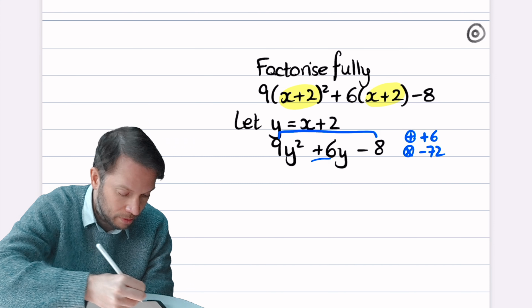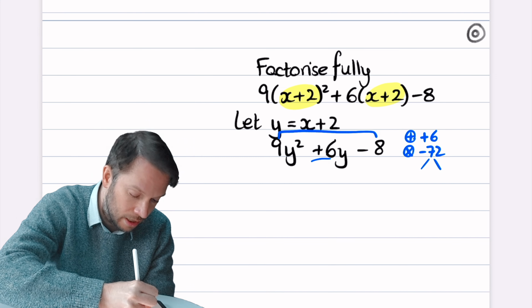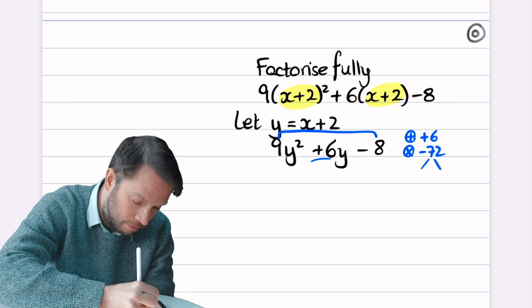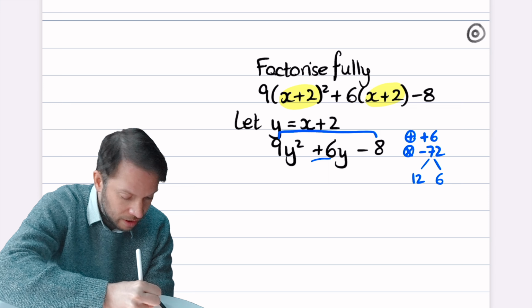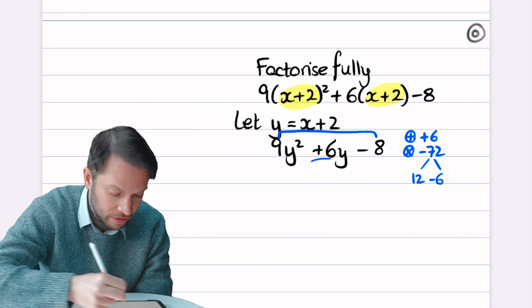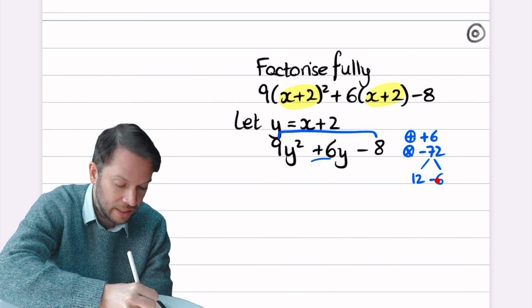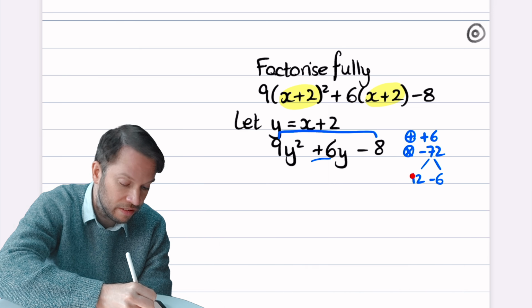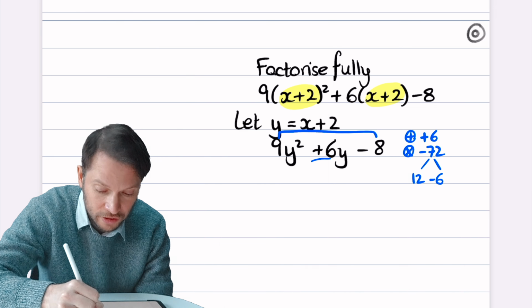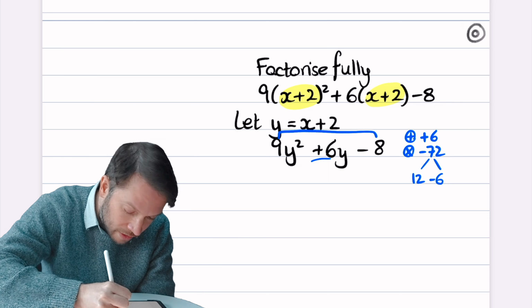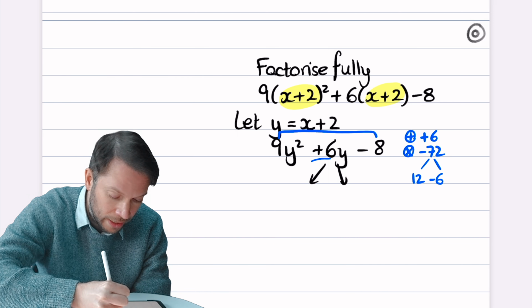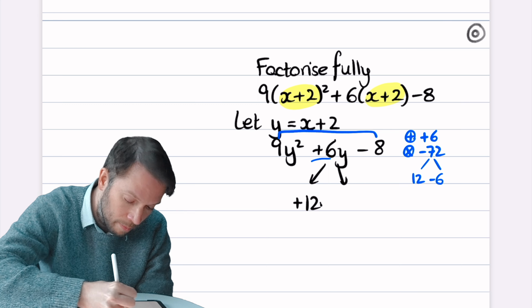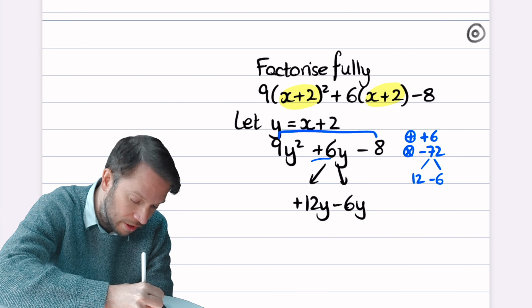Well, what numbers multiply to give just 72? Well, it's 12 times 6. But one of them has to be negative. Now, I think it's going to be the 6 that's negative because then 12 times minus 6 is minus 72. But 12 plus minus 6 is 6. So those are the two numbers. So remember, we split the middle term into those two numbers. So the 6y becomes 12y minus 6y using the two numbers over here.